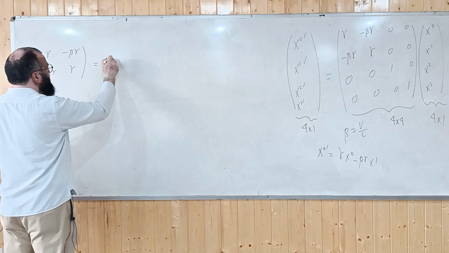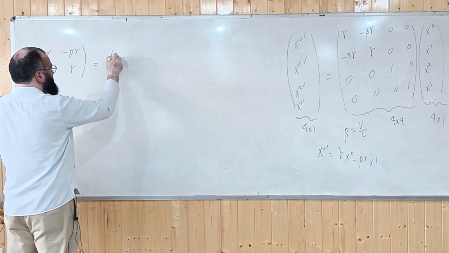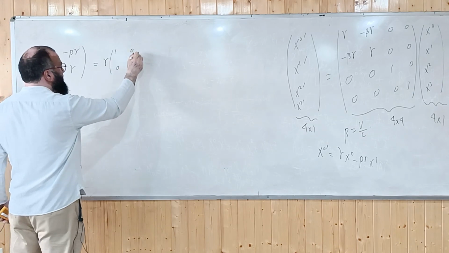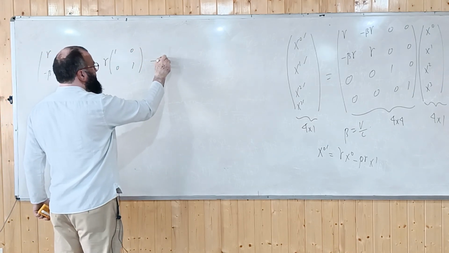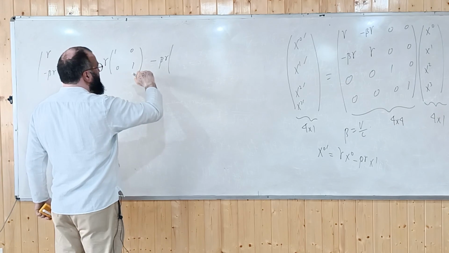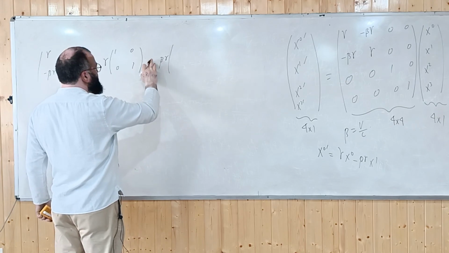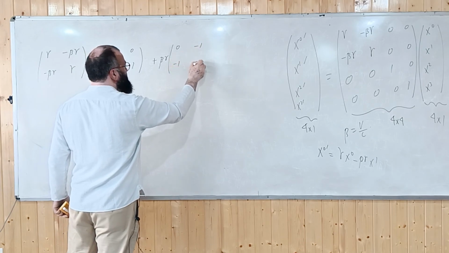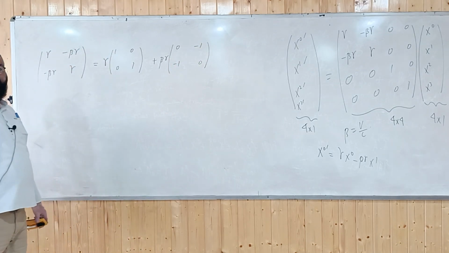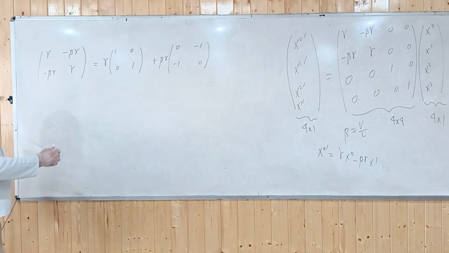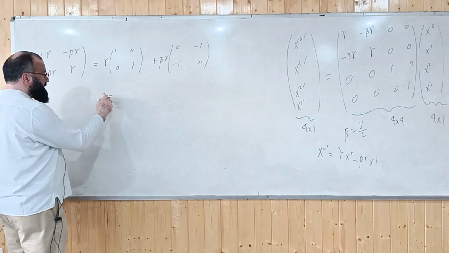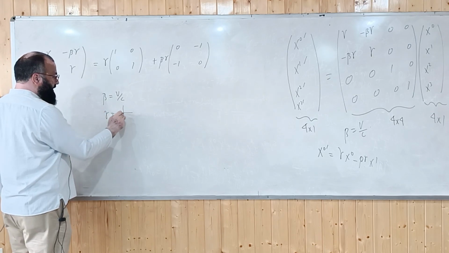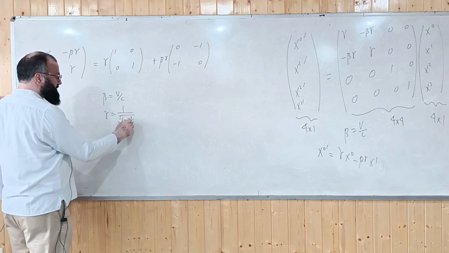Okay, so what is this equal to? So I can write this as gamma, 1 0 0 1, minus beta gamma. Can I write it like this way? So let me put it this way, plus beta gamma 0 minus 1 minus 1 0. Okay. So what is our beta? V by C. Okay. What is our gamma? 1 by root of 1 minus V by C square.